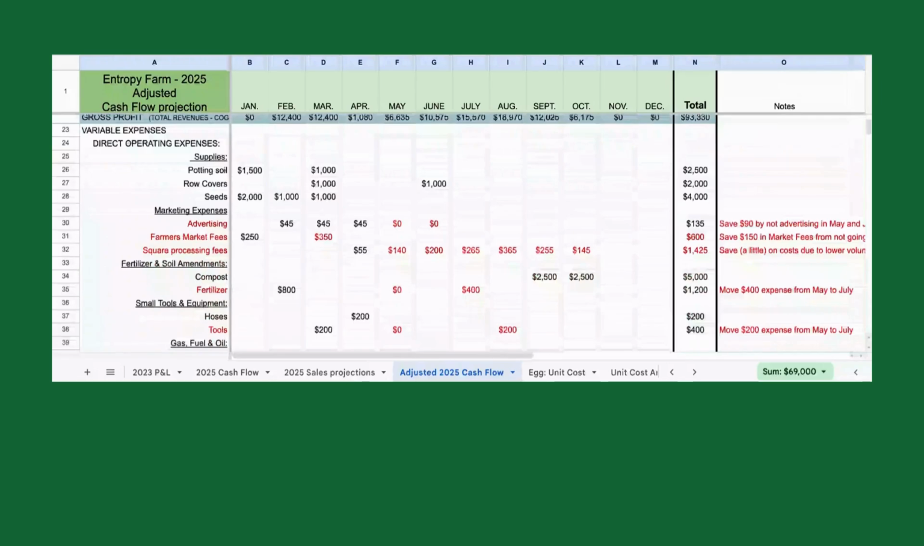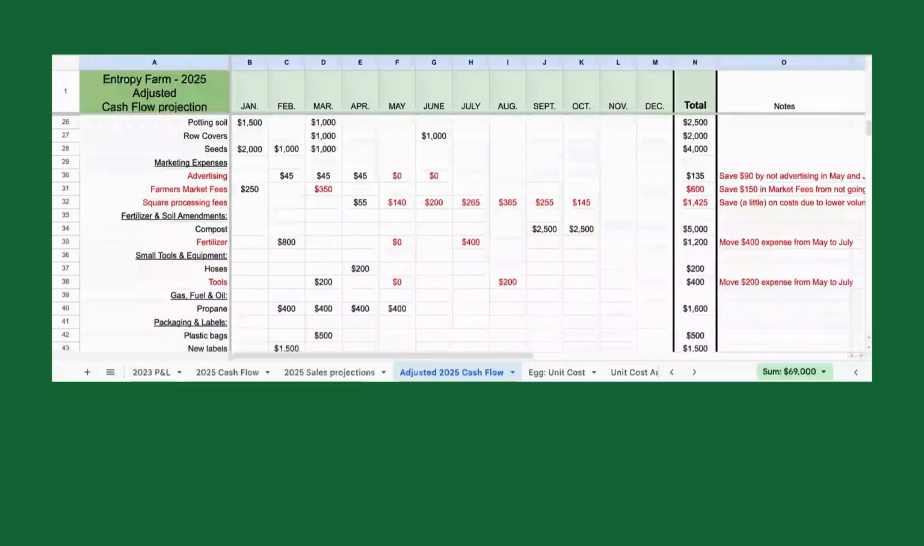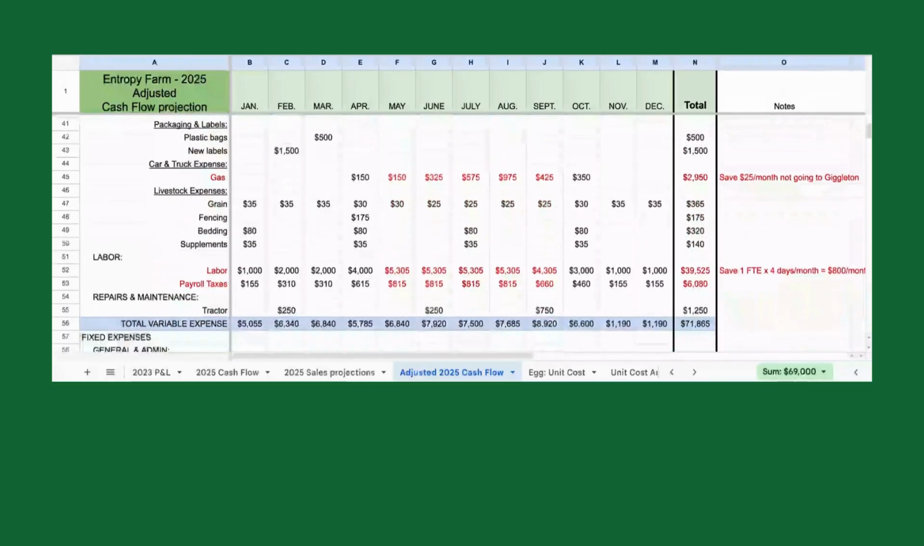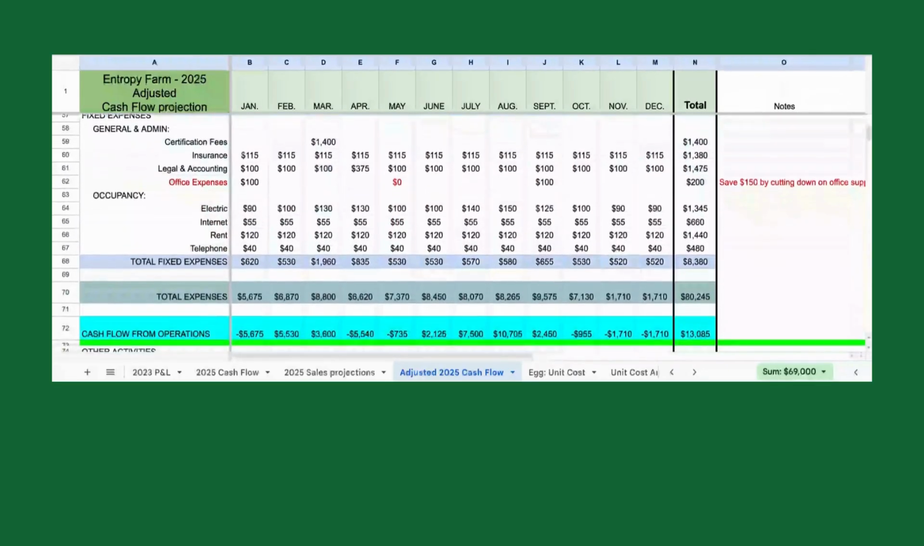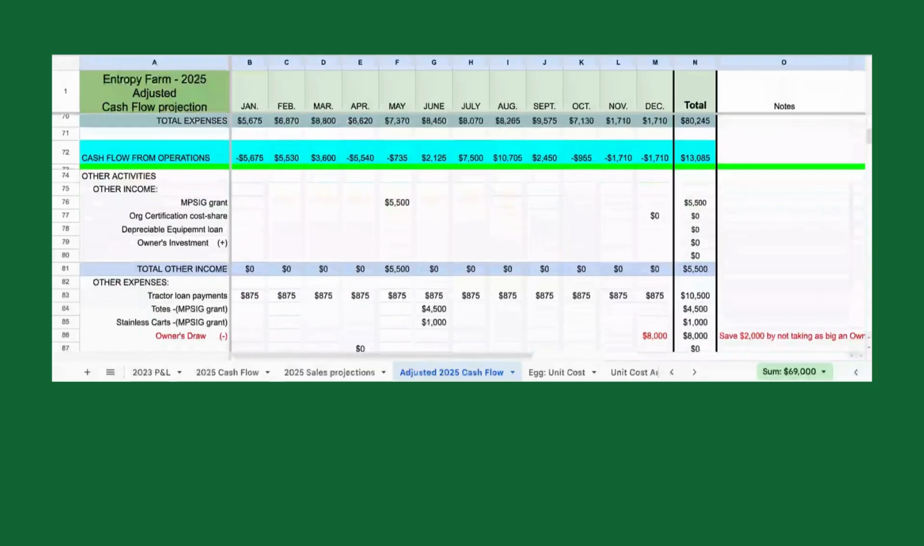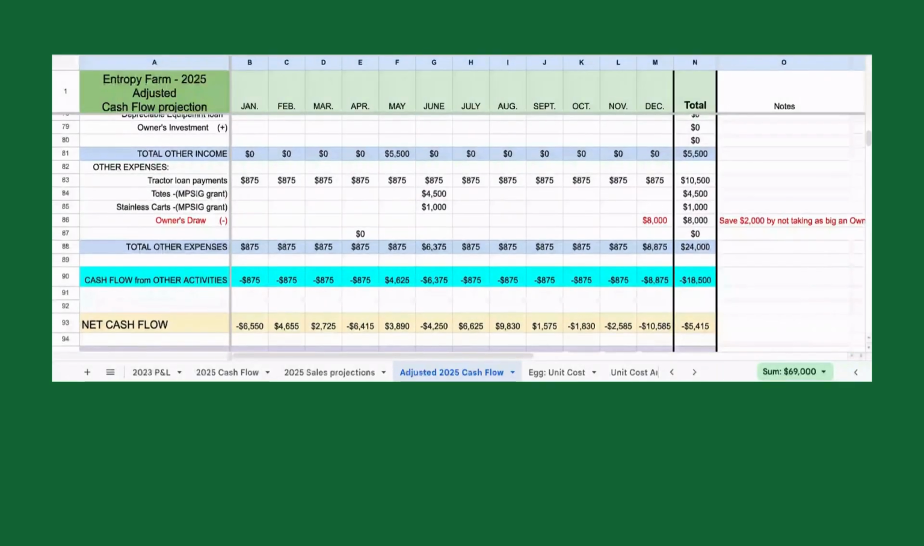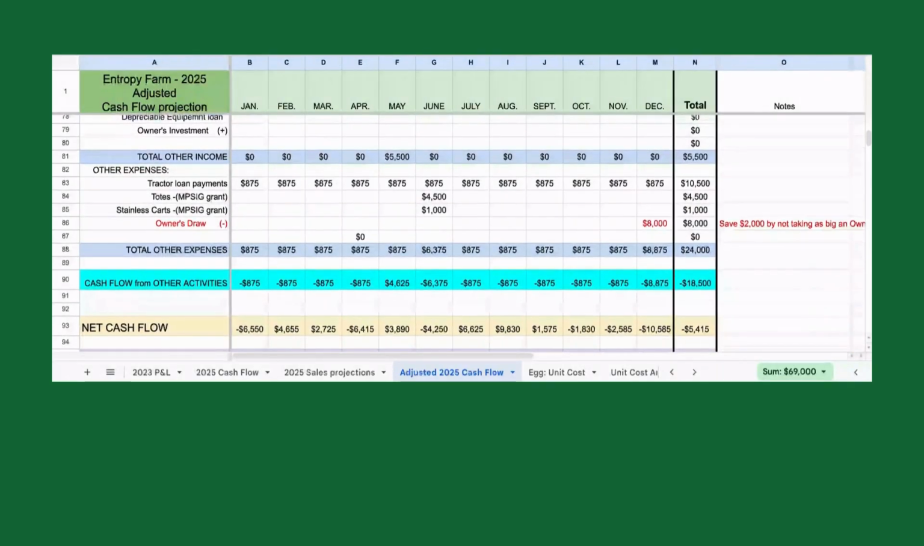And I also cut card processing fees through Square. Since they're going to experience a loss in sales, we can assume they'll have reduced processing fees based upon lower volume of sales. I also made cuts in the advertising budget and the office supply purchases. And then finally, down towards the bottom, in the owner's draw, I've decided that their original owner's draw of $10,000 could be trimmed down to $8,000. I took out $2,000 and made the cash flow projection work.